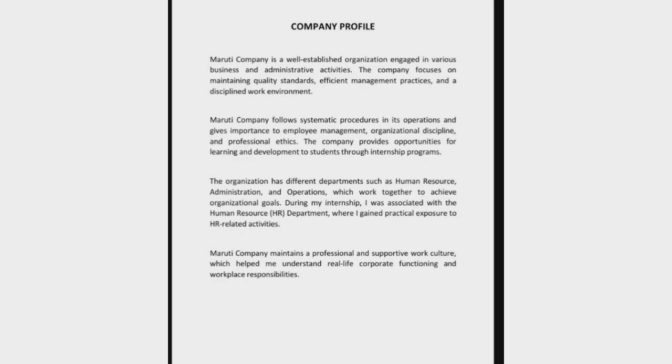In the company profile, you describe the organization. You write about the nature of the business and work environment, different departments, company values and discipline. This gives background information about your company, your organization. Okay, here I will write about the company profile.